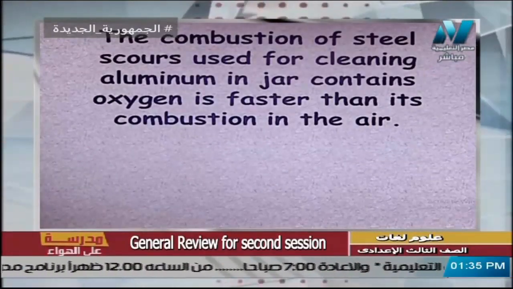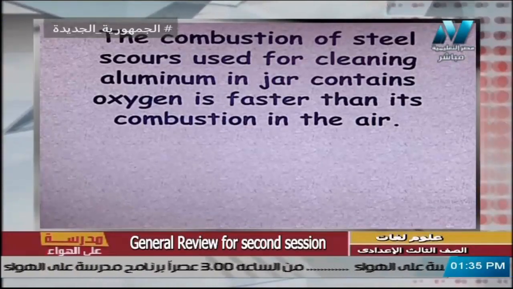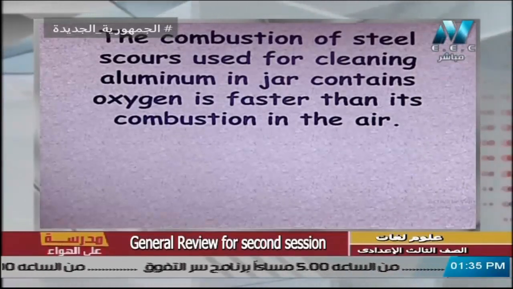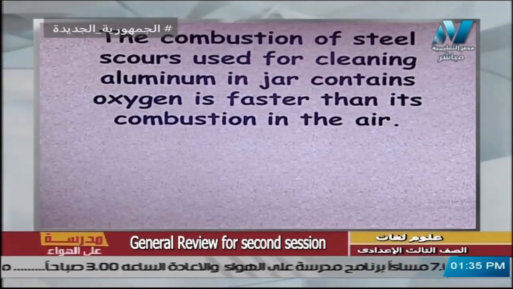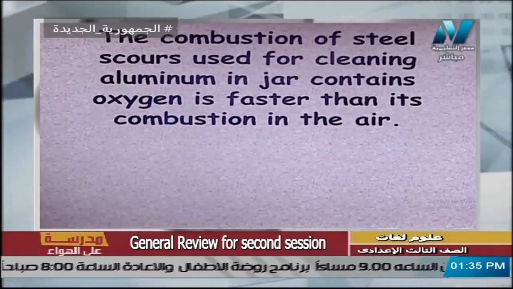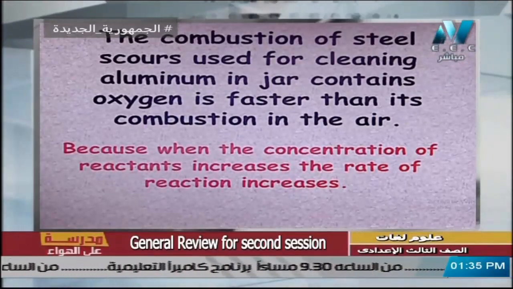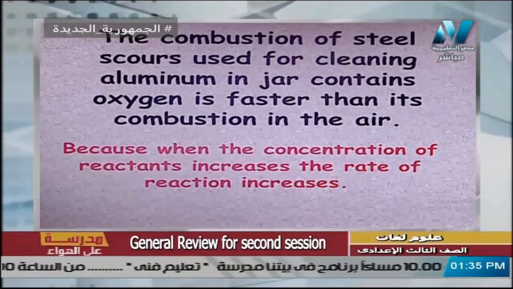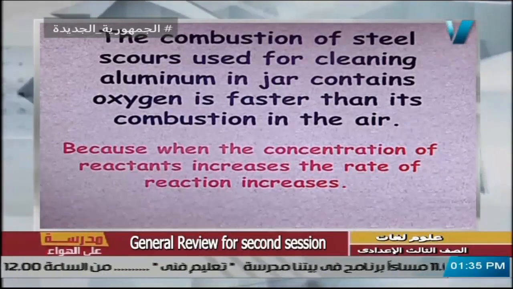The combustion of steel scars used for cleaning aluminium in a jar contains oxygen is faster than its combustion in the air. ليه احتراق الستيل سكورز او اسلاك الحديد المستخدمه للتنظيف في جار فيها اكسجين اسرع من جار فيها اير؟ طبعا في وجود الاكسجين مركز يبقى كده زودت التركيز، واحنا عارفين لما بزود الكونسنتريشن انا بزود الرياكشن، يبقى هقدر اقول له because when the concentration of reactants increases the rate of the reaction increases. لما بزود تركيز المتفاعلات انا كده بقدر ازود الرياكشن نفسه.